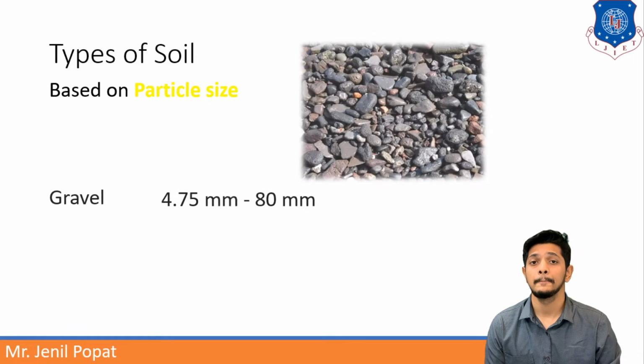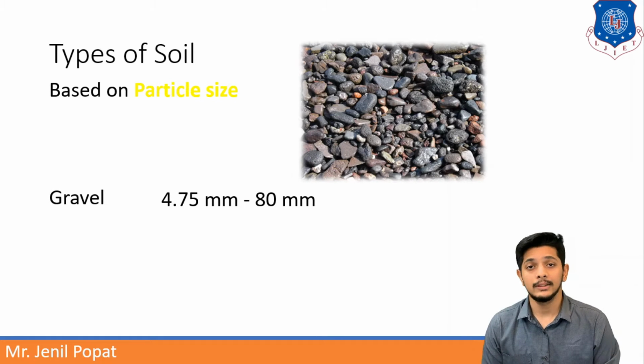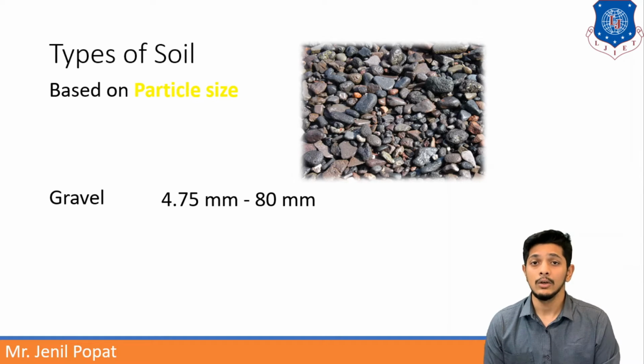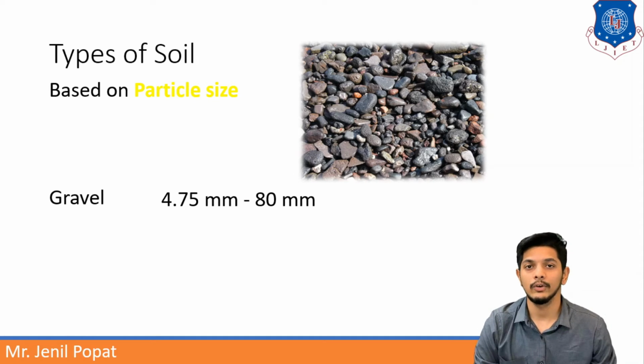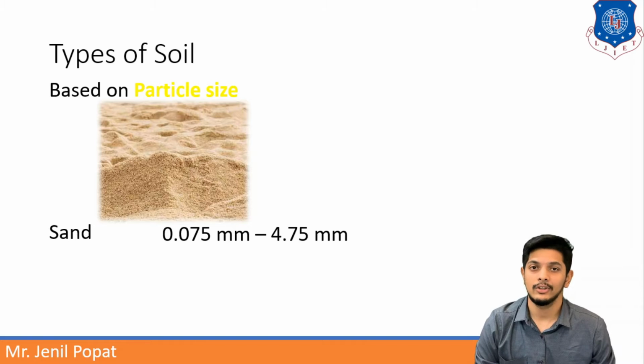Moving forward to gravels. You must have seen these types of soils on river banks, where they are washed over time by the continuous pressure of the water. They are generally between 4.75 and 80 mm in diameter. Let us move forward to the most commonly used construction material we know, that is sand. Now, sand ranges from 0.075 to 4.75 mm in particle size.